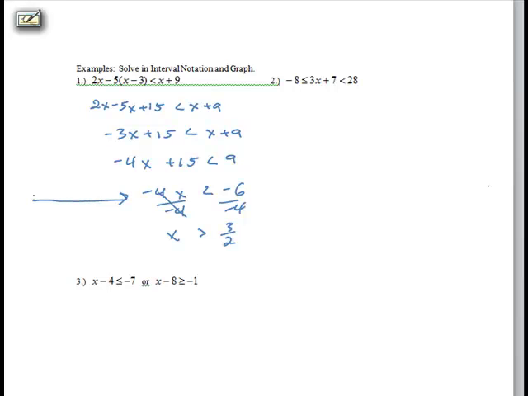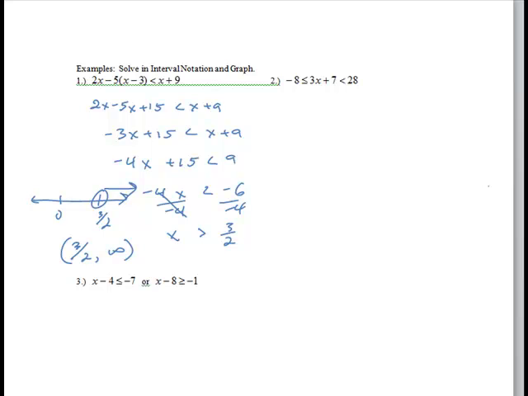We want to sketch it or graph it. Open circle at 3/2, and the solutions lie to the right. Interval notation: all the values from 3/2 to positive infinity, not including 3/2, so parenthesis. Example 2: a compound inequality, which you recognize because you have two inequality symbols in one problem.